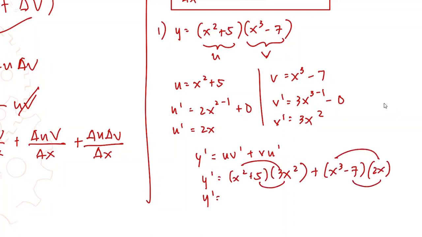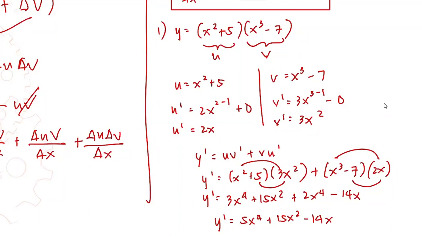Okay. So, we have 3x to the fourth plus 15x squared plus 2x to the fourth minus 14x. So, para sa final answer, we combine like terms. So, we have 5x to the 4 plus 15x squared minus 14x. So, this will be our final answer.